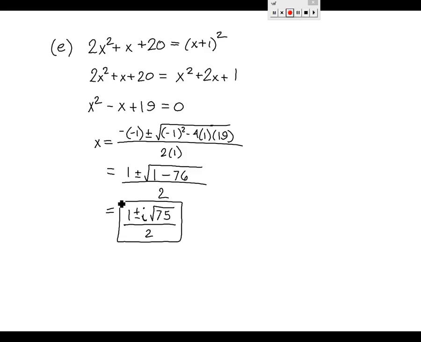Yeah. And there's not really a nice way to knock anything out of there. So I think that's good. You could actually simplify root 75 a little bit, but what is that? 5 root 3? Root 75 is also 5 root 3, if you care. If you want to write it that way, you can too.